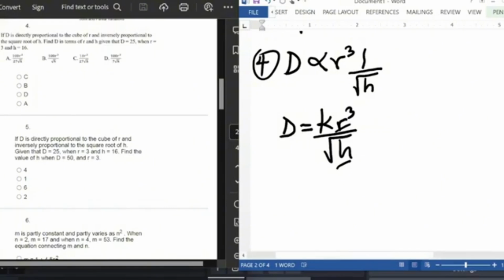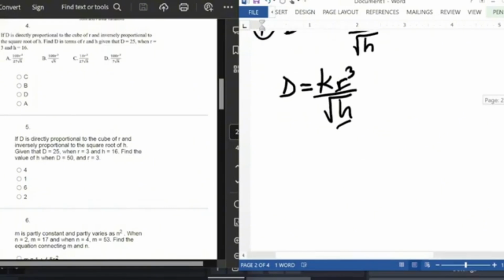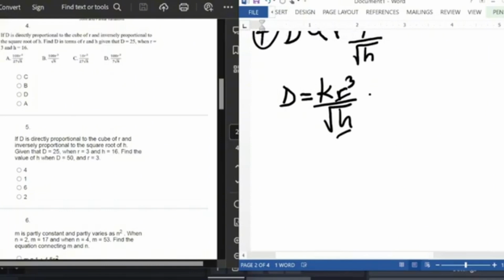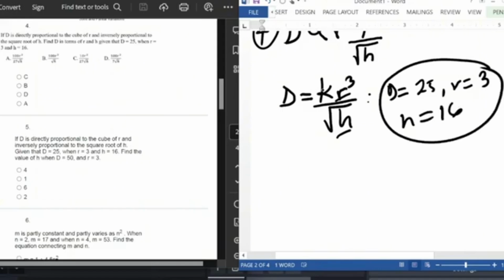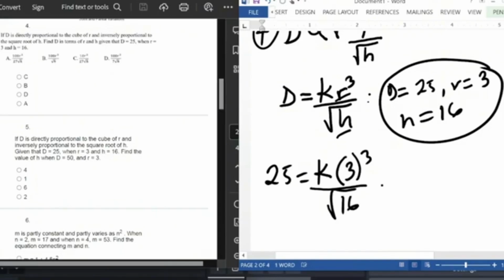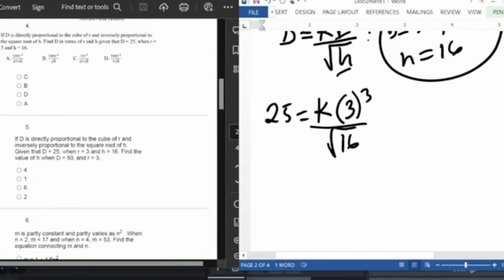So we have been given that D is equal to 25, R is equal to 3, and H is equal to 16. Let's now put this in this equation. So that's going to be 25 equals K, which we don't know, multiplied by R, that is 3 cube, divided by square root of 16. So from here we find the value of the constant.